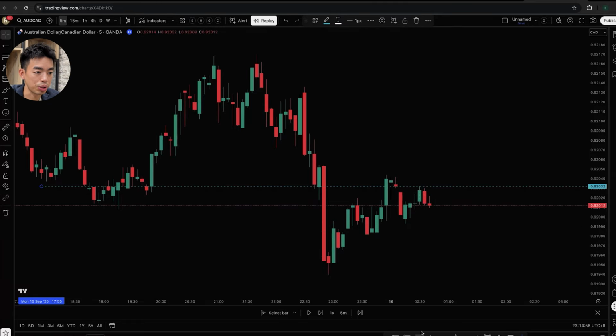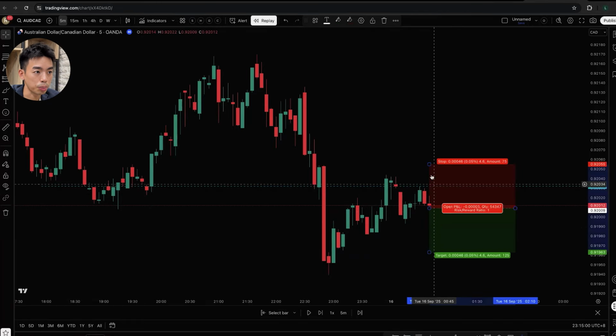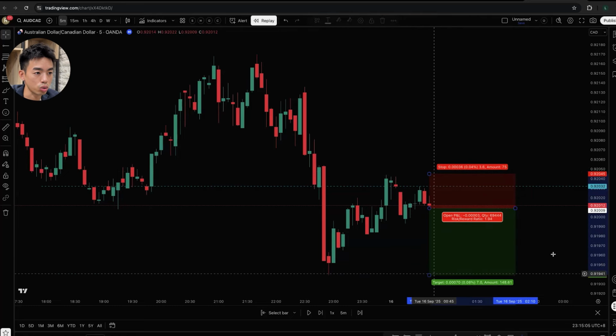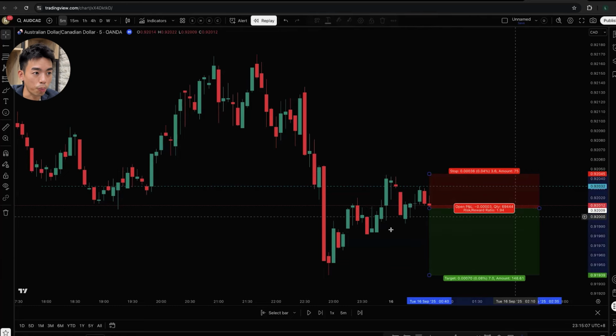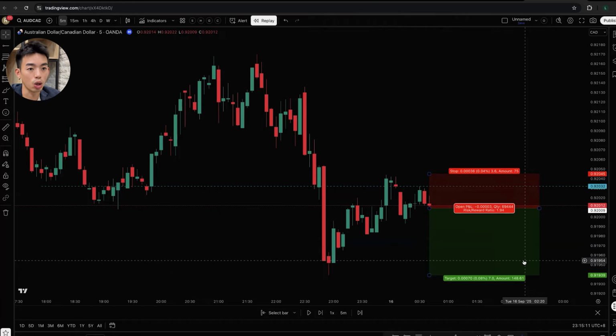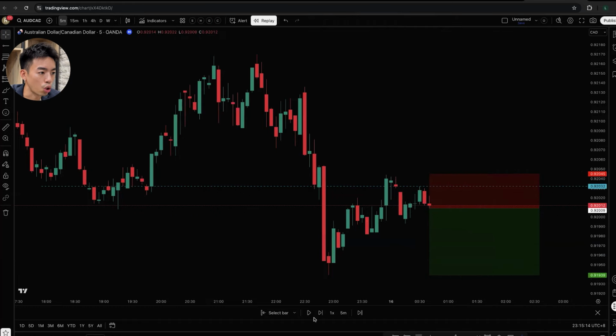Once I've seen something like that happening, what I'm gonna do is put in my entry right there, stop loss above, and then take it down to the recent low. If this trade were to perform, it would be a 1.94R profit. Okay, that's almost a 2R profit. So we'll play this out and see how it goes.